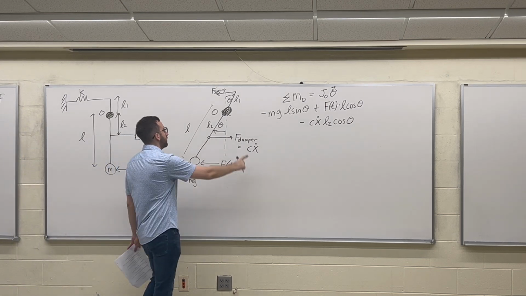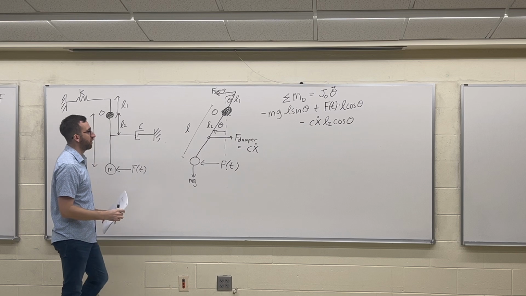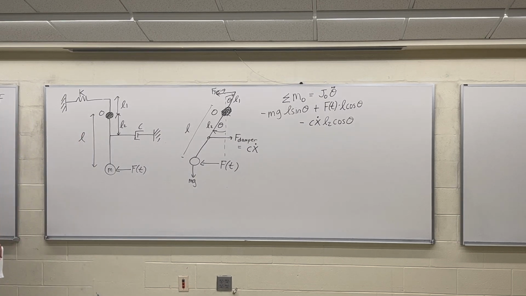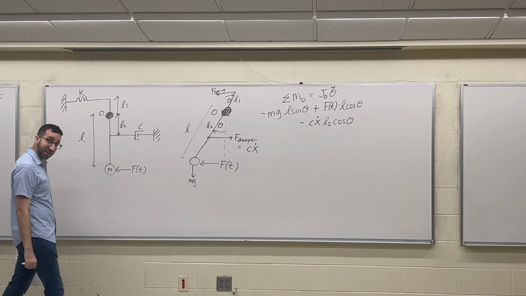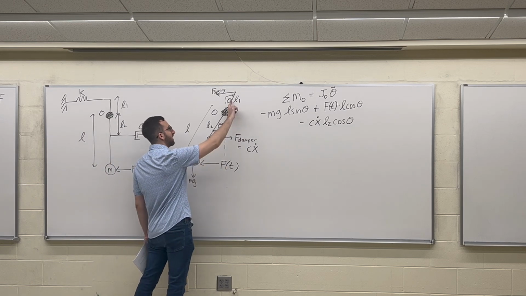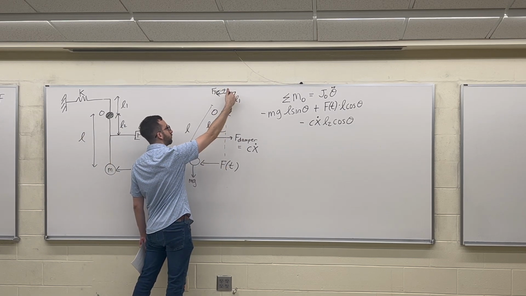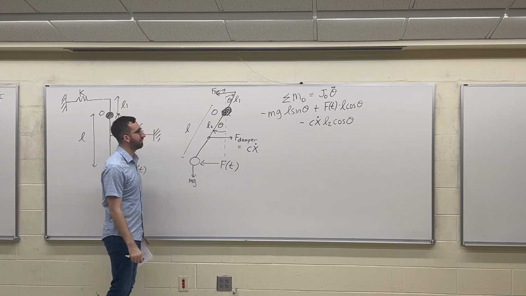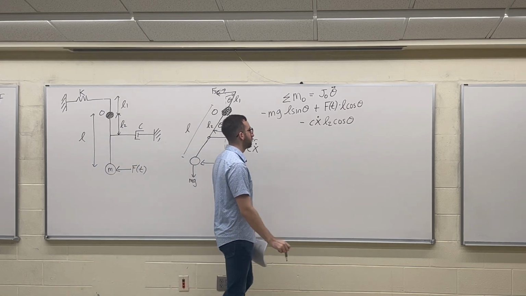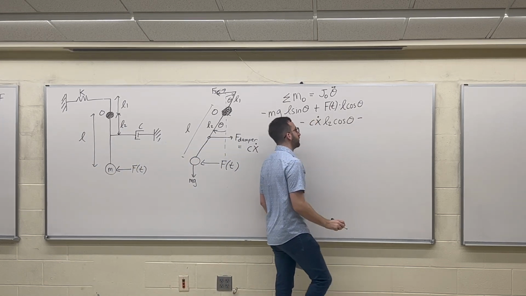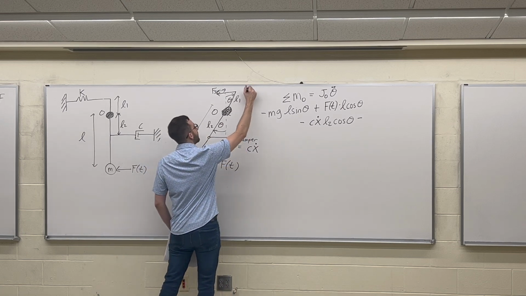What about the spring? Is the spring causing a positive or a negative moment? Negative, it's restricting the motion. Because this theta here is going to the right, and the spring is trying to pull it to the left, so this is a negative moment. What's the force of a spring?